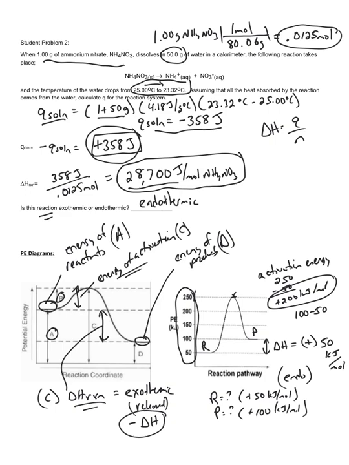So the big thing here is to be able to identify potential energy diagrams. Whether it's endothermic or exothermic, again, are the products above or below the reactants? Those are key concepts to take away because you're definitely going to see more potential energy diagrams as we progress throughout this unit.